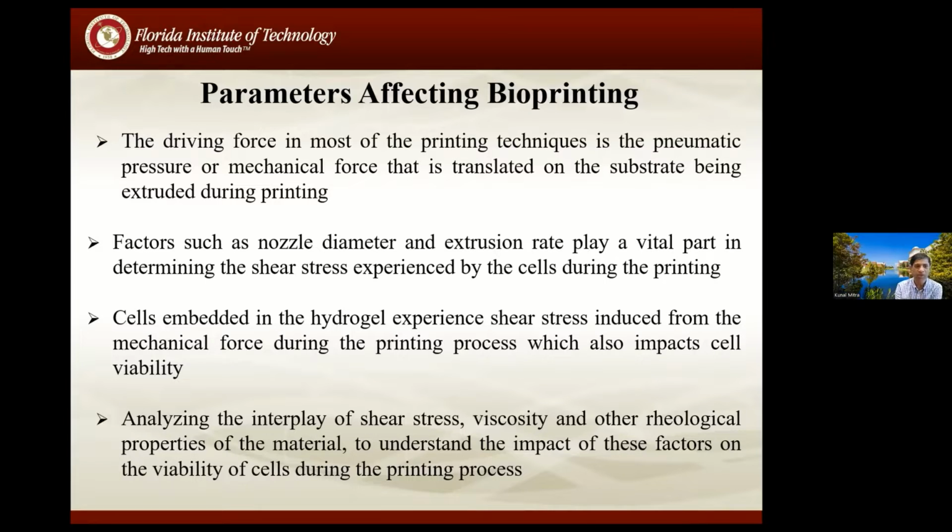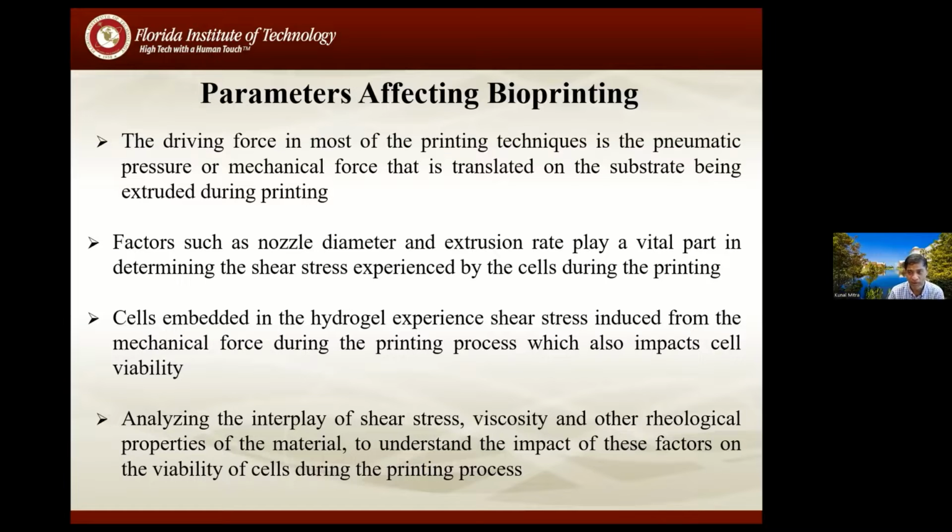In extrusion-based printing, the pneumatic pressure or the mechanical force applied during the printing process has to be controlled properly. You also have to look at the different nozzle diameters and the extrusion rate, because another important part is the shear stress experienced by the cells during printing. You have to control that. And so you really have to look at the viscosity of the bioinks.